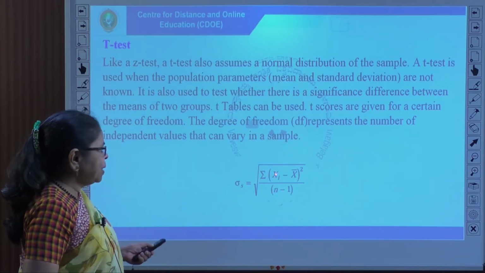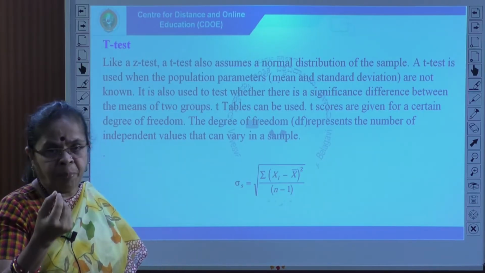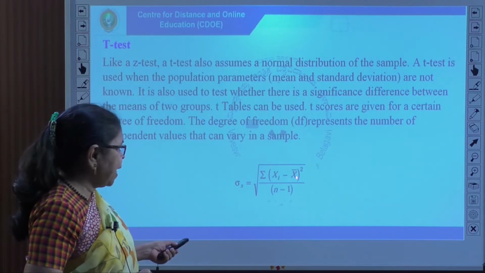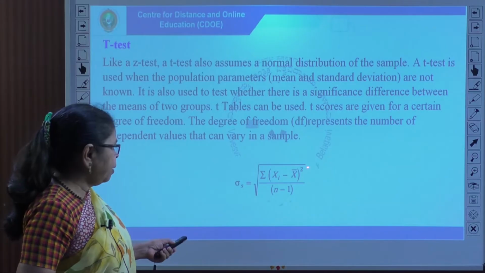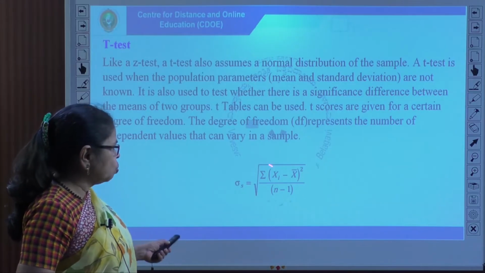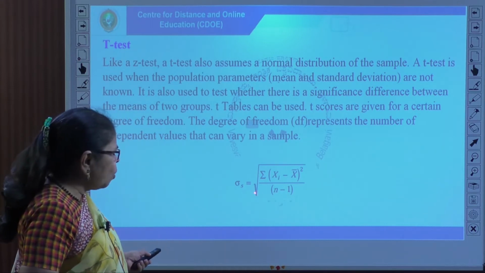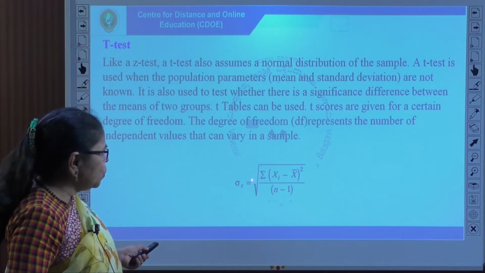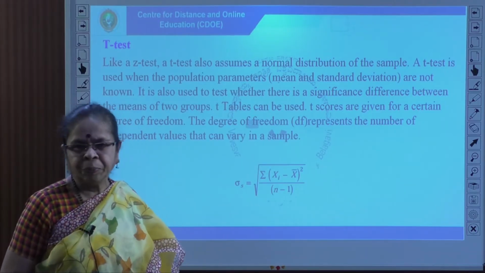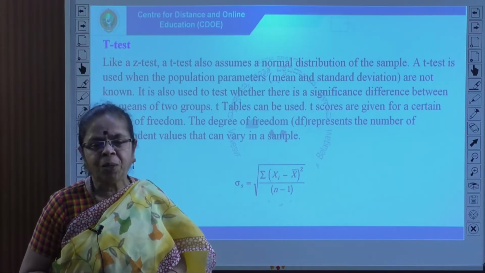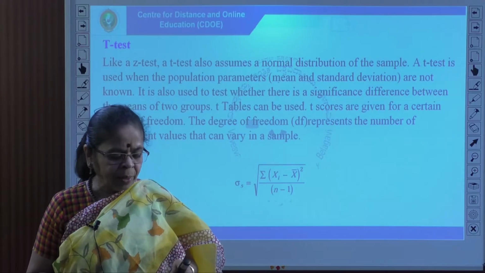That is given by the square root of sigma of (xi minus x bar) whole squared divided by n minus 1, where xi is the sample value and x bar is the mean sample value. I think you can get an idea of what is happening: it is giving you the average deviation from the mean value. So, this is how the standard deviation is calculated.